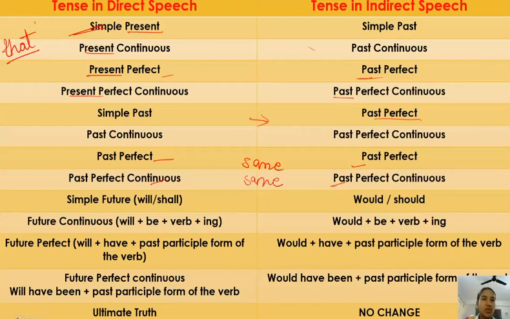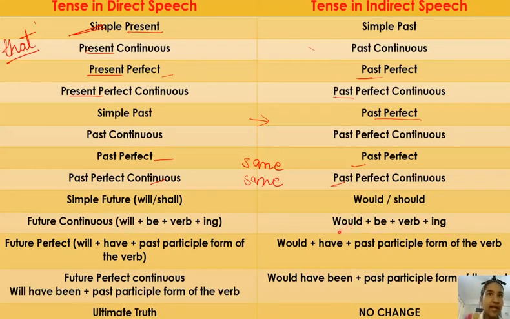Simple future. Now what about your simple future, will or shall? That means I will go to school. He said that he would go to school. Will changes to would, and shall to should. Next, future continuous. Future continuous is will plus be plus verb plus ing. For example, he said, I will be going to school. He said that he would be going to school. See here, there is a simple change of will to would.